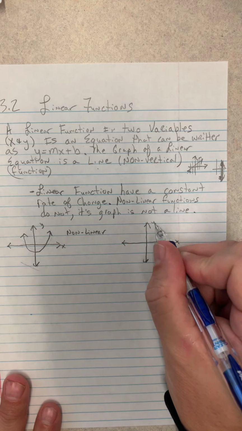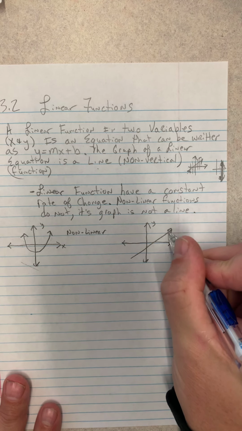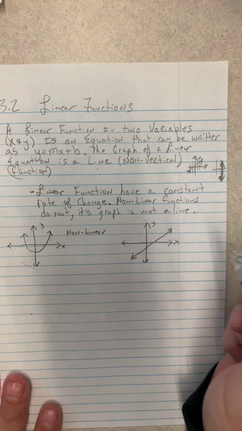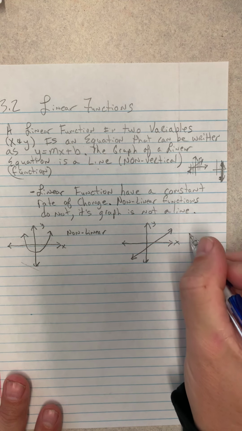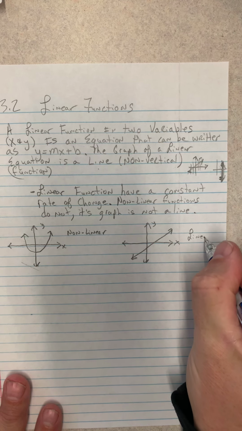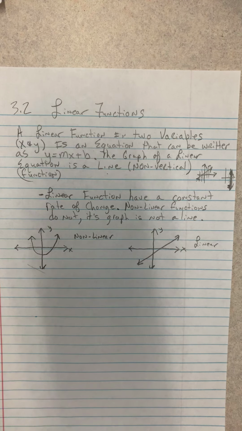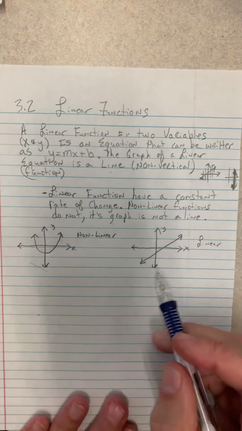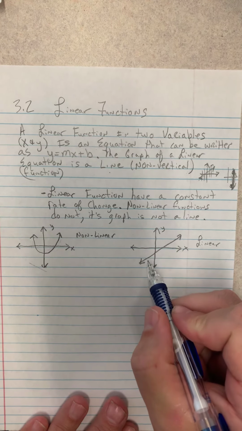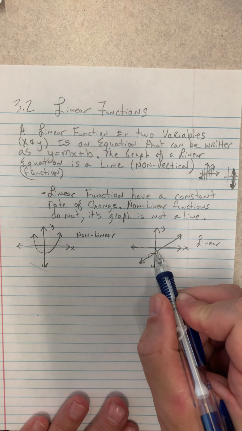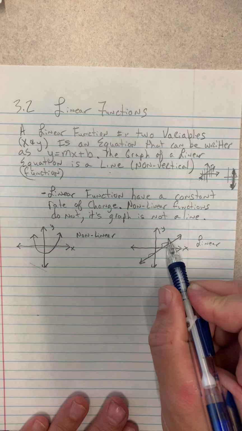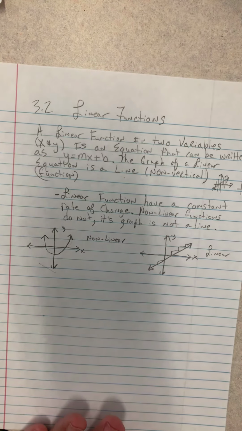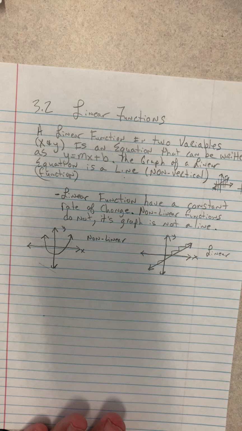Versus if I make this little coordinate plane, that is indeed linear. And why? Because it makes a line. It's as simple as that. This has a constant rate of change. This has slope. You are rising and running at the same rate. Constant rate of change.